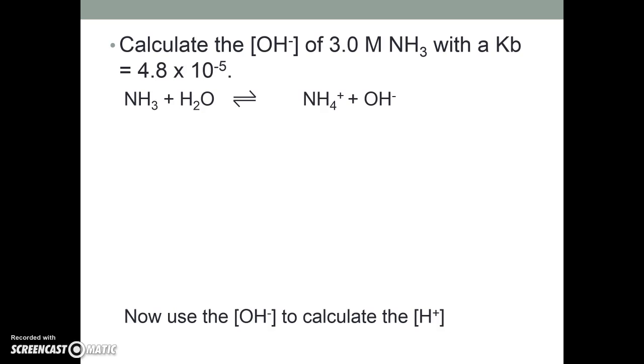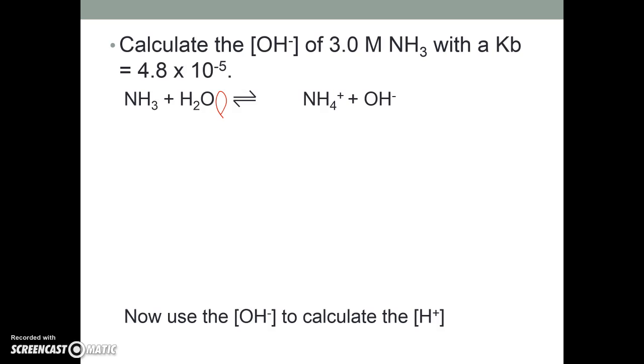So here's an example. Calculate the OH minus concentration of a 3 molar NH3 with an equilibrium constant for the base of 4.8 times 10 to the minus 5. And there's the equation just to remind you. The liquid H2O does not get put into the expression because equilibrium expressions never have liquids or solids in them.